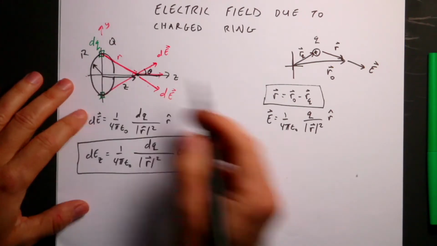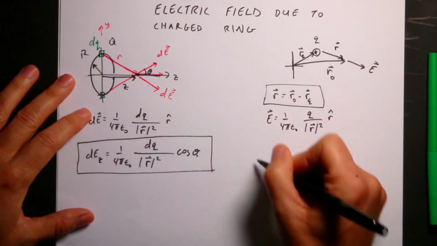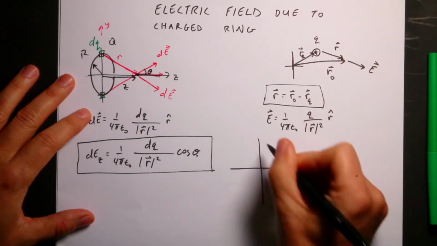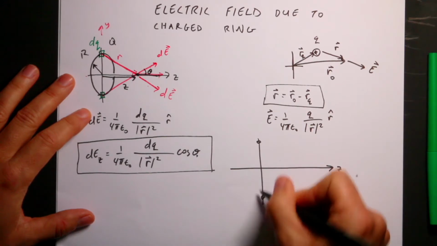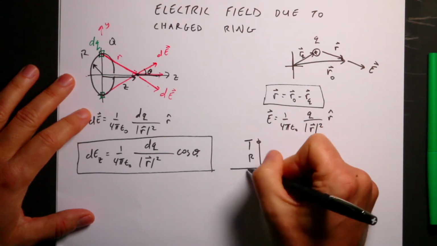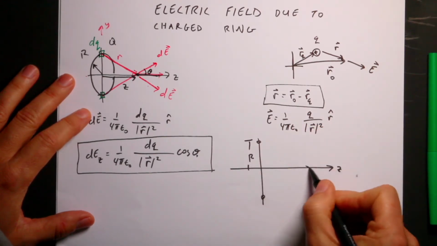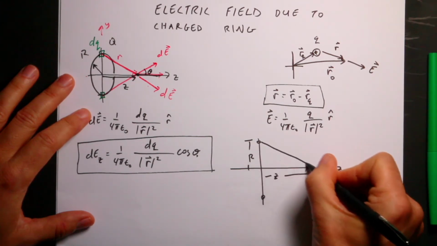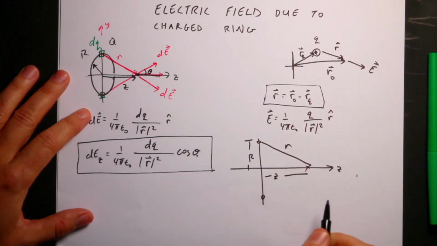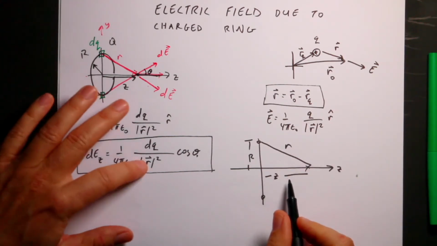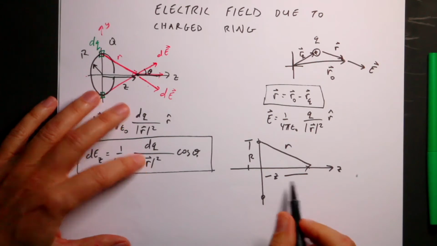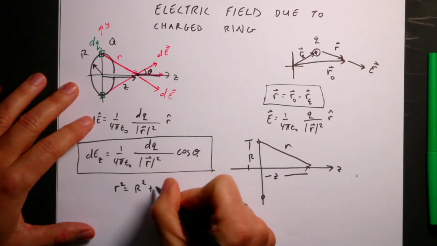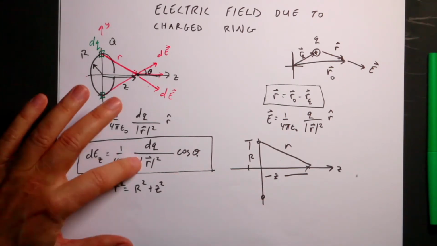So let's look at the ring from the side. Here's my piece of my ring. This is a radius R. This is the observation location, so this is a distance z. And this is the lowercase r. So there you see I have a right triangle, so I can find r squared using the Pythagorean theorem. r squared is going to be equal to big R squared plus z squared. I can put that in down there.